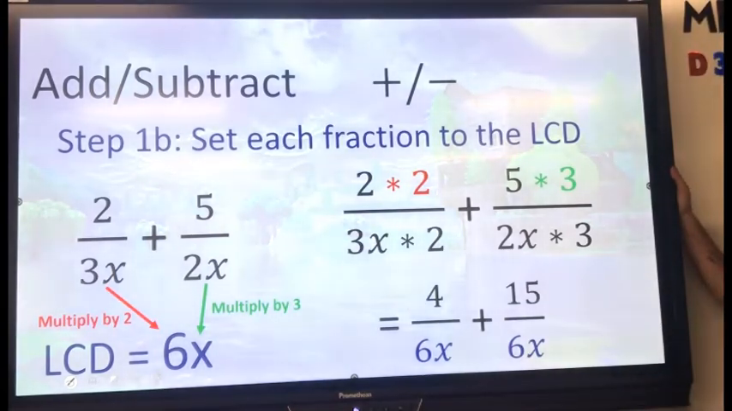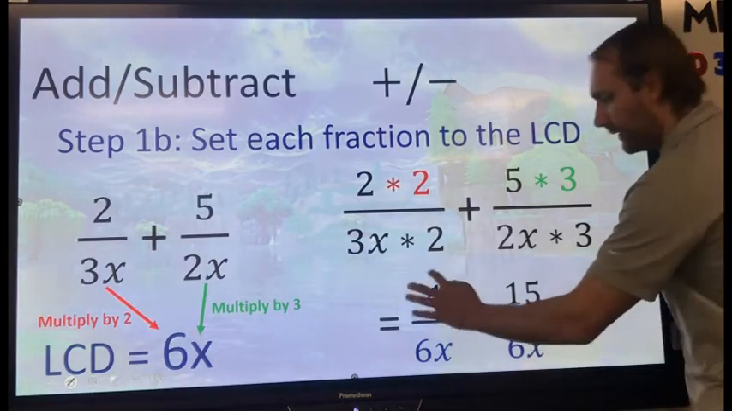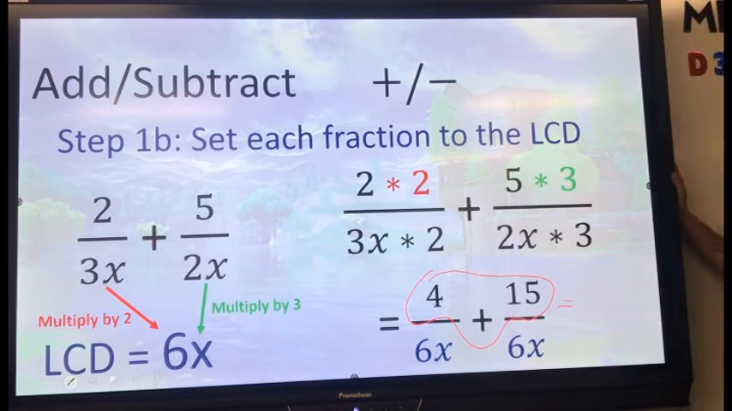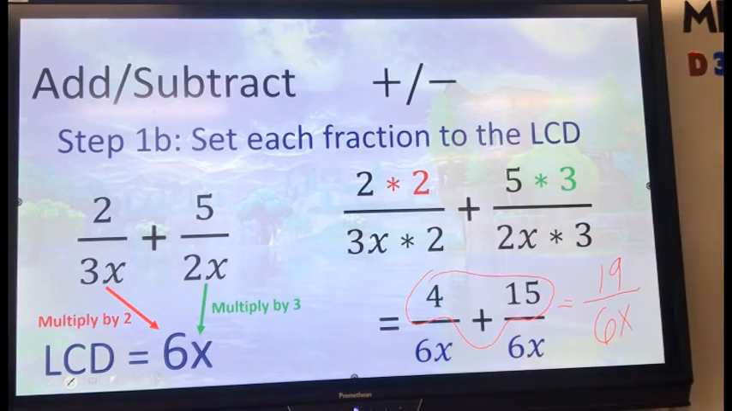Are they the same denominator? They are, so I can go on to step 2, which is go ahead and add them. Again, you're only going to add the numerators. So what is 4 plus 15? 19. The denominator stays the same, 6x. What was that final step? Simplify. Can I simplify this?